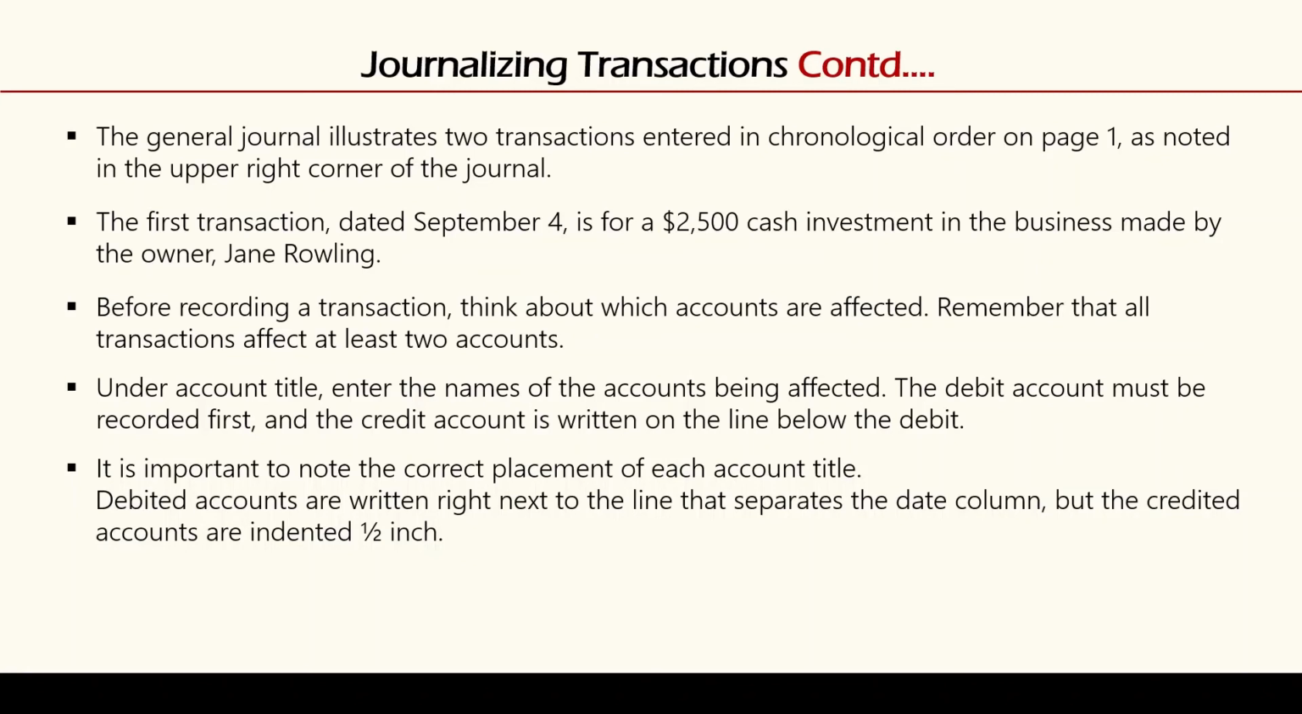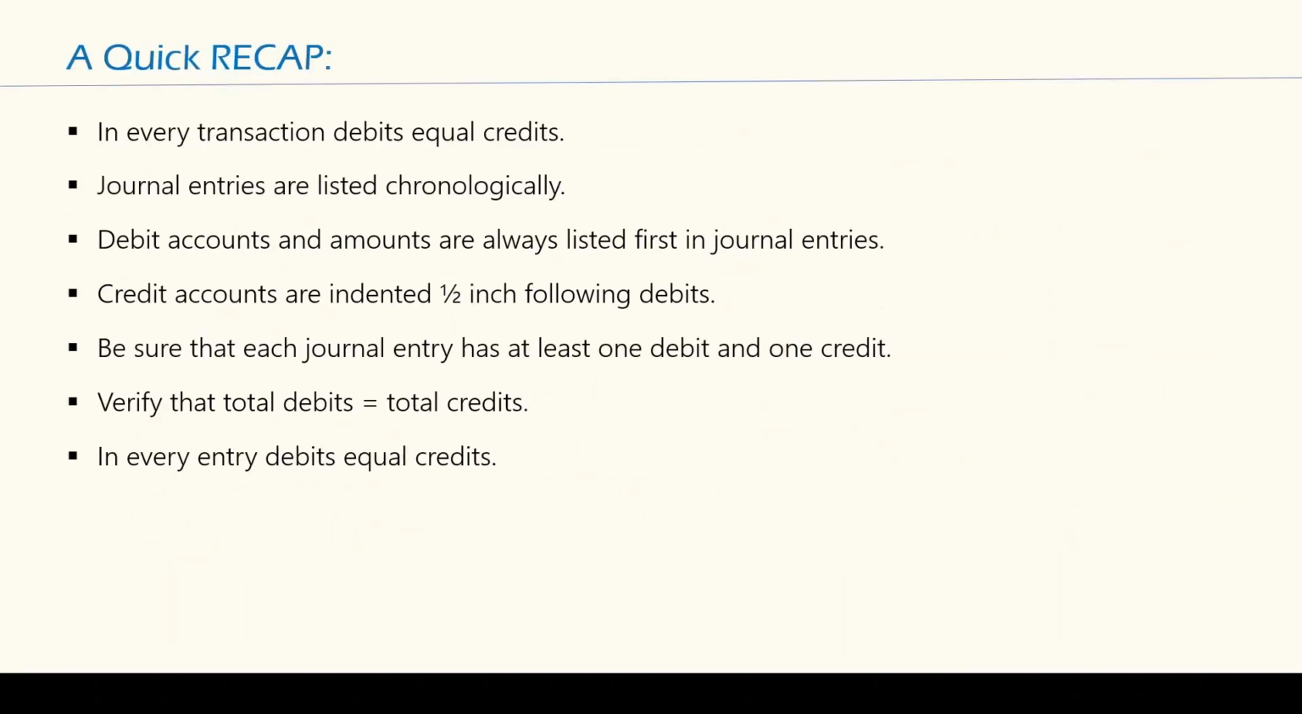Under account title, enter the name of the accounts being affected. The debit account must be recorded first and the credit account is written on the line below the debit. It is important to note the correct placement of each account title. Debited accounts are written right next to the line that separates the date column, but the credited accounts are indented half an inch. A quick recap: in every transaction, debits equal credits.